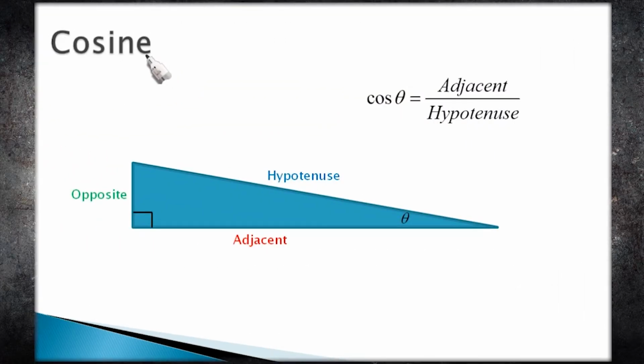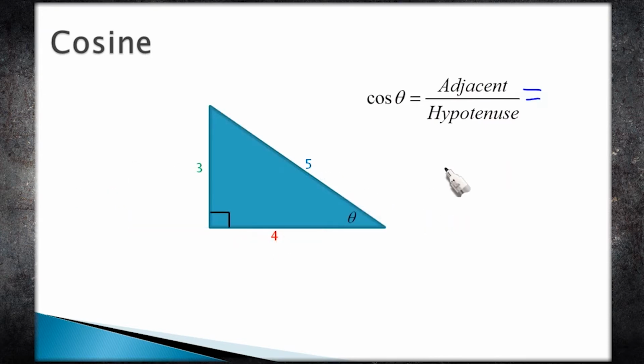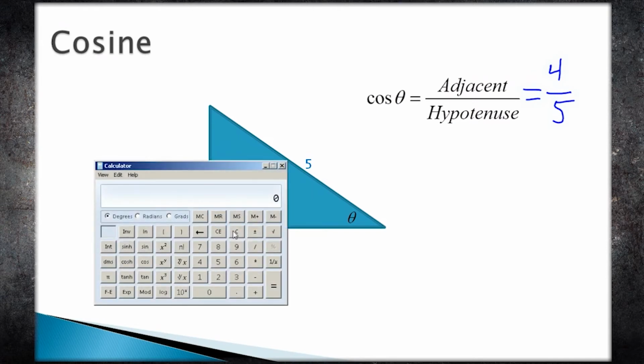Now let's talk about cosine. Here's what you need to remember. The cosine of angle theta, whatever theta happens to be, is equal to the length of the adjacent side down here divided by the length of the hypotenuse. So in this triangle, the length of the adjacent side down here is 4. Remember, the adjacent side is right next to angle theta. And the hypotenuse is the side directly across from the 90-degree angle. So it's equal to 5. And if we do the math, 4 divided by 5 equals 0.8.